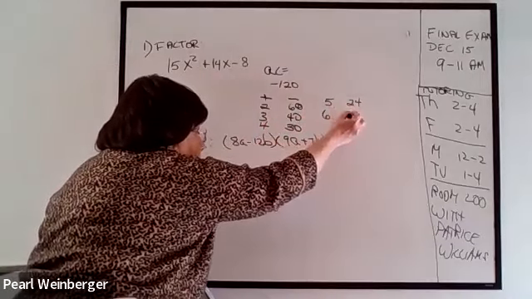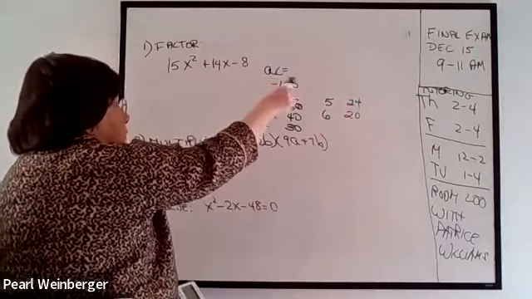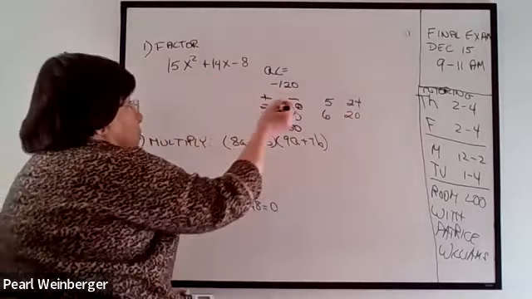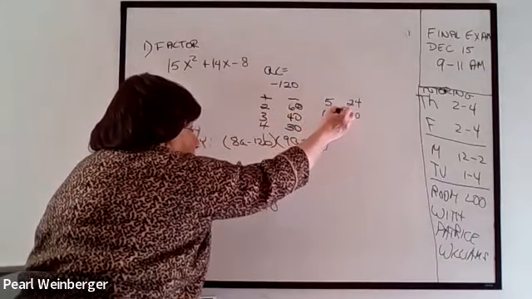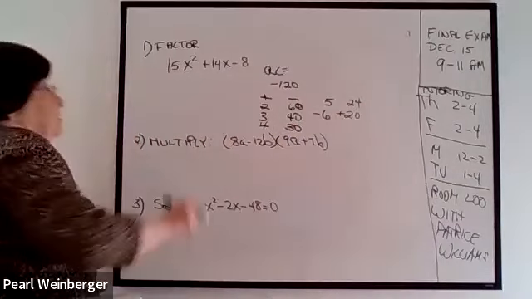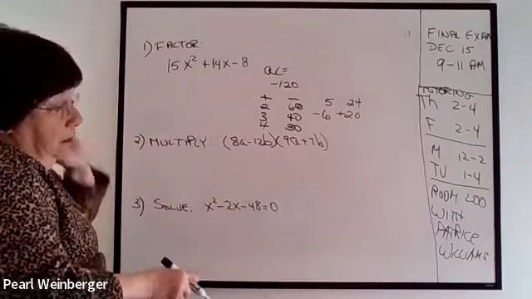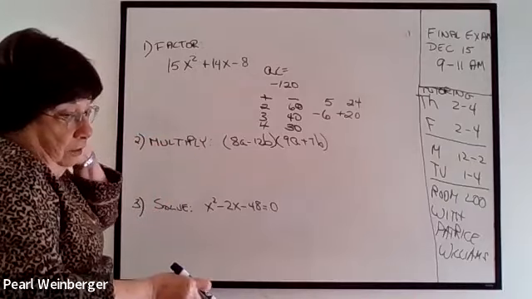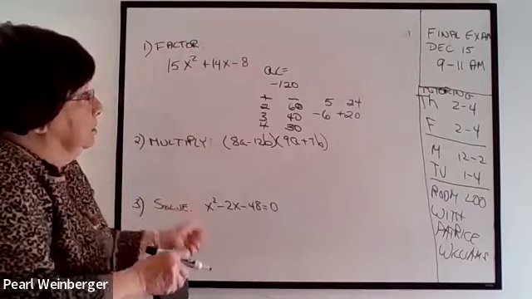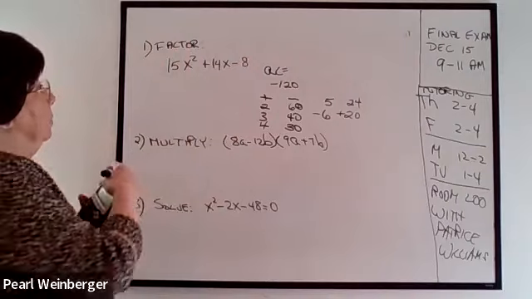6 times 20 certainly works because 6 times 20 is 120. And when I do 20 minus 6, I get 14. And we're going to have to make the 20 the positive one and the 6 the negative one, because this is a positive 14, so we need our larger number to be the positive one. Do you notice how I went through, I just took numbers, started with the simplest set, 2 goes into 120, 3 goes into 120, until I came up with an answer.